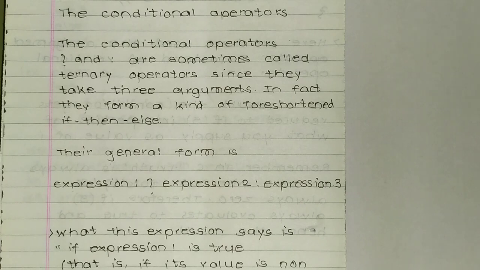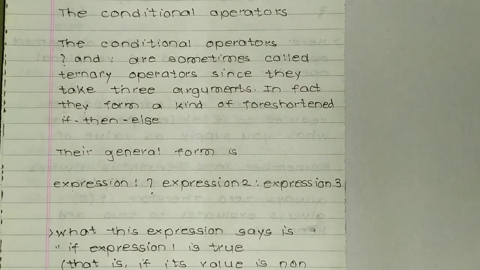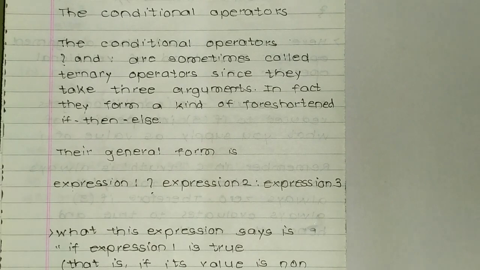So their general form is expression 1, then a question mark, expression 2, then a colon, and then expression 3. So that is the general form of those conditional operators. Conditional operators basically represent conditions. So if one expression is true, then perform another expression. That kind of mechanism it has.